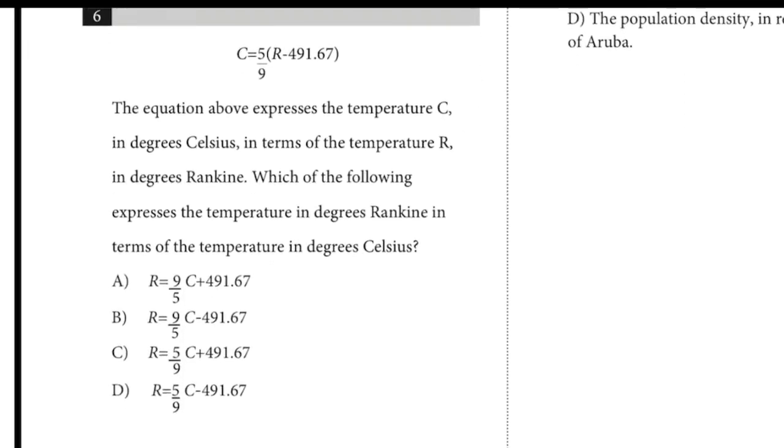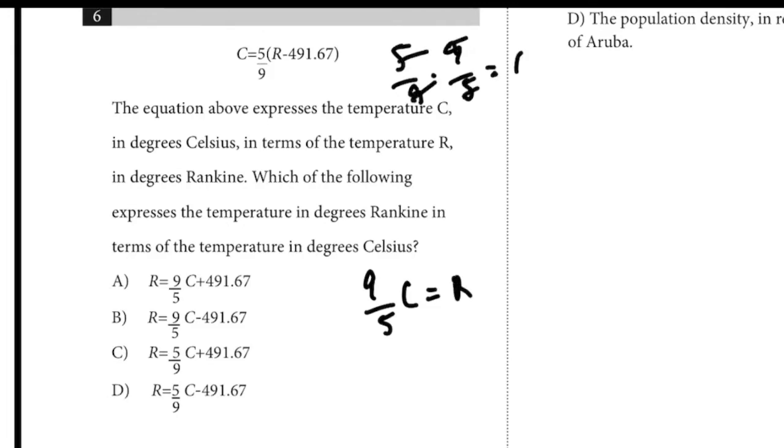Here, the equation above expresses the temperature C in degrees Celsius in terms of the temperature R in degrees Rankine. Which of the following expresses the temperature in degrees Rankine in terms of the temperature in degrees Celsius? So for this, we're just going to rearrange. We want to get R on this side. The first thing I'm going to do is, I have the fraction 5 over 9, so I'm going to multiply it by its reciprocal, and I'm going to do that to each side. So we'll get 9 over 5 C equals, and then 5 over 9 multiplied by 9 over 5 cancels out and it's just 1.